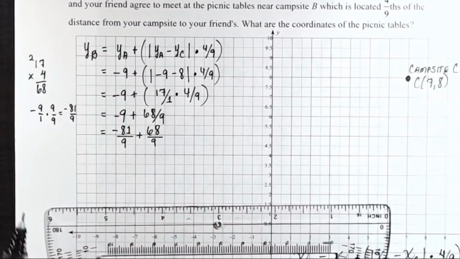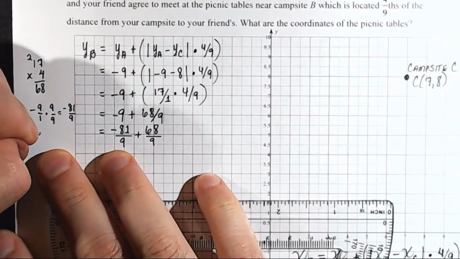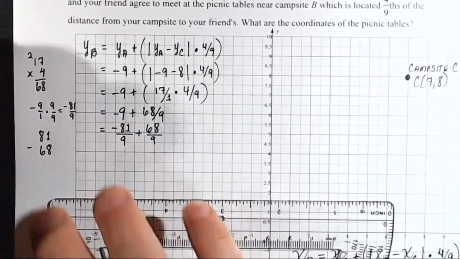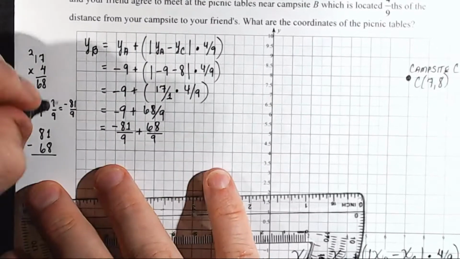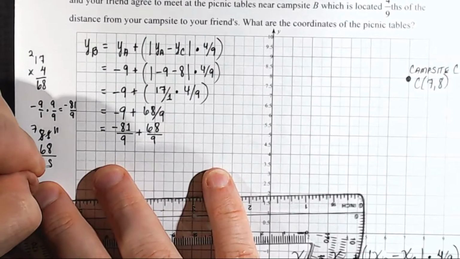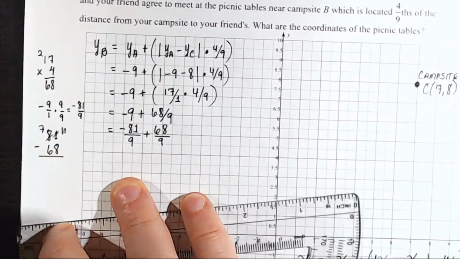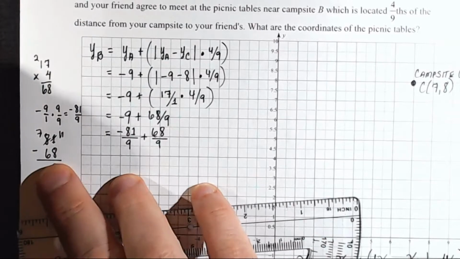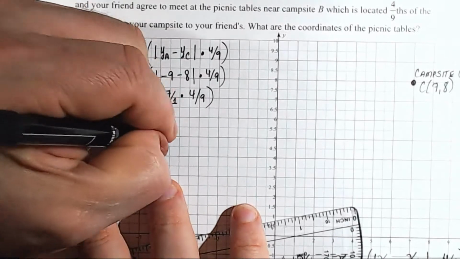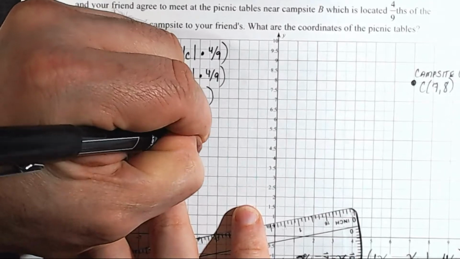Okay, so we have negative 81 and we're going to add 68 to it. That's basically like subtraction where the result is negative. So we'll do 81 minus 68 and we'll have to borrow. 11 minus 8 is 3. And 7 minus 6 is 1. So that gives me negative 13 ninths.